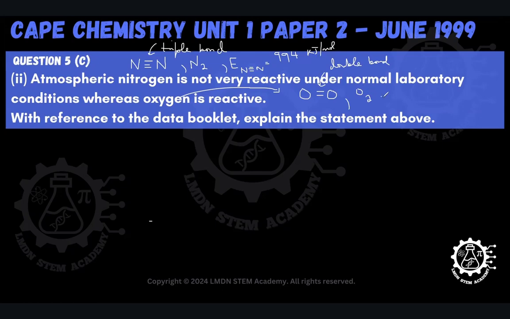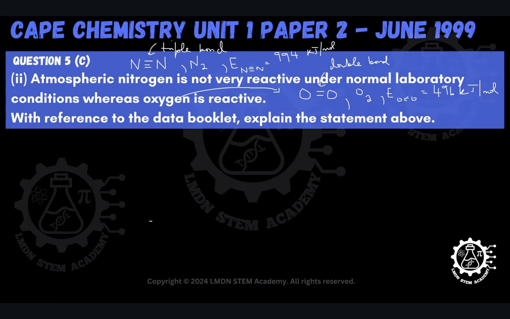Now, when we go to the data booklet for oxygen, O double bond O, what we see is that the amount of energy required to break that O double bond O is 496 kilojoule per mole.